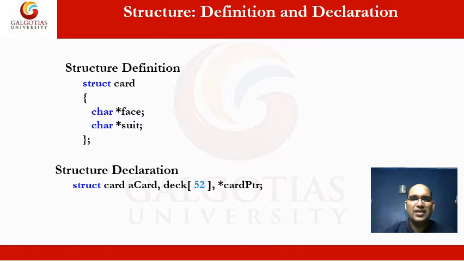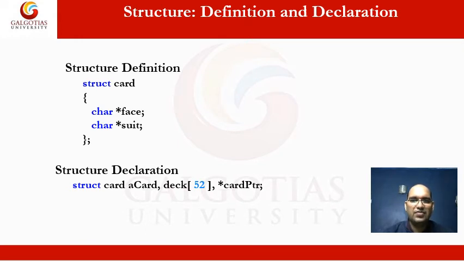When we are saying structure definition, here struct card. In this structure card, we have two members. One is the face and one is the suit. Both of them are pointer variables, meaning face is a string and suit can also be used as a string, right? Second is your declaration.